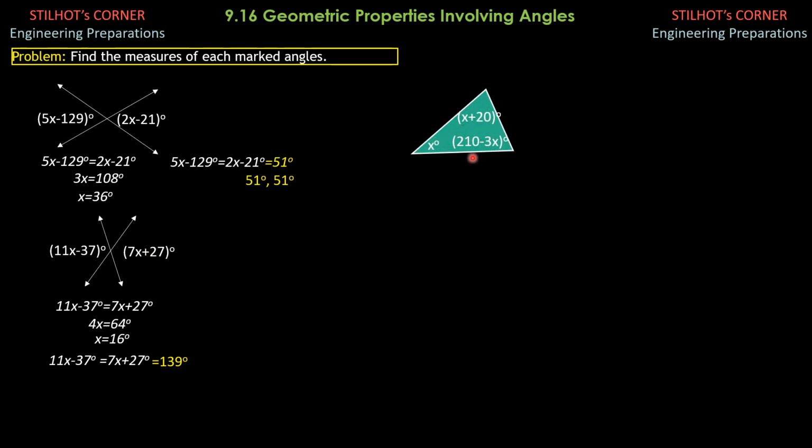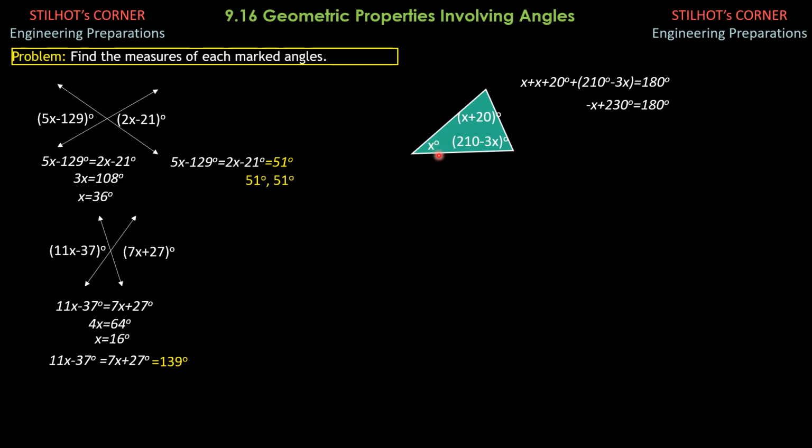Next, we have here a triangle with the interior angles given. The sum of these interior angles is 180 degrees. That is x plus 20 degrees plus 210 minus 3x equals 180 degrees. So x minus 3x is negative 2x, plus 230 degrees equals 180 degrees. So that means 230 minus 180 degrees is 2x. So x is 50 degrees.